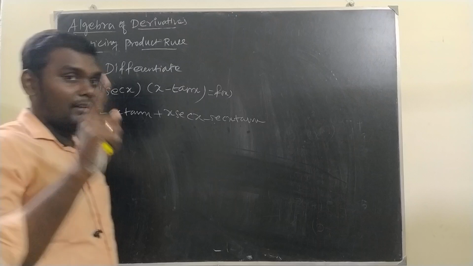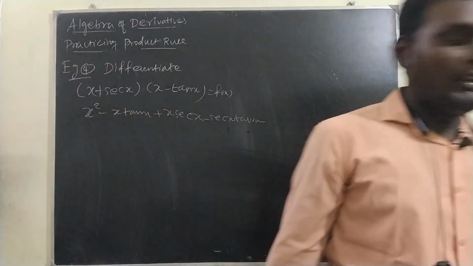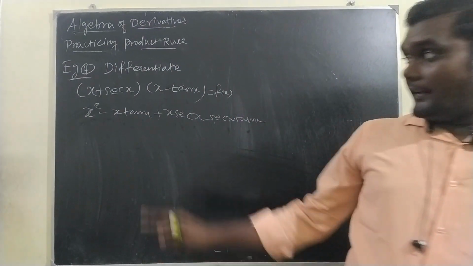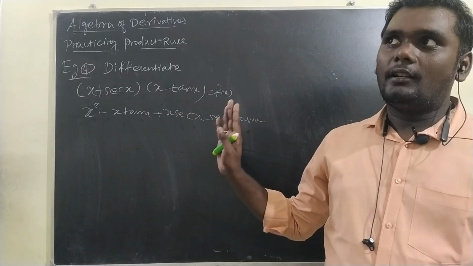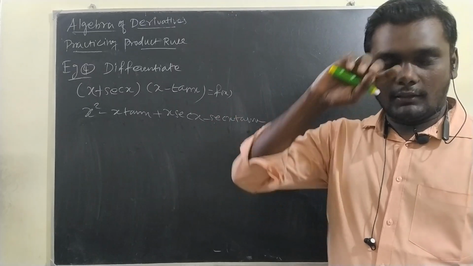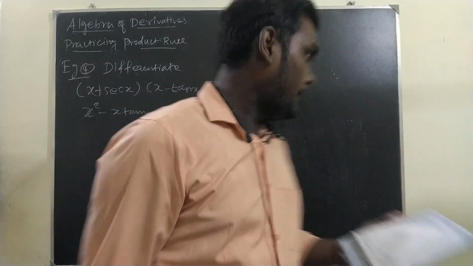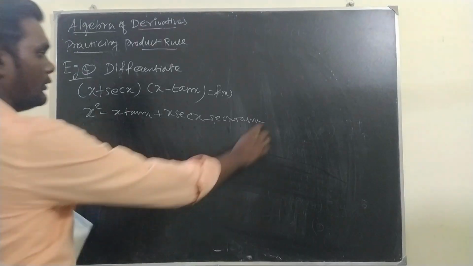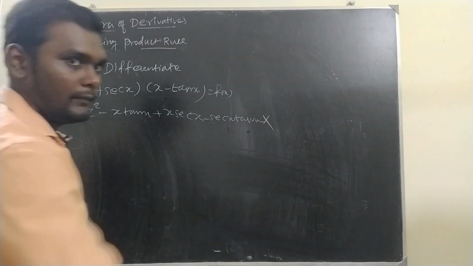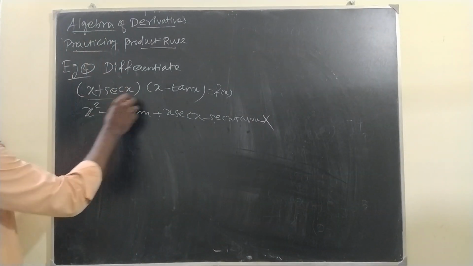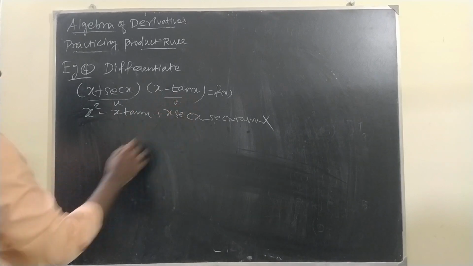Like I told you in the previous section, you have to choose wisely. At least after writing this, you have to realize, okay, this requires lots of time. But we'll do it as it is. So instead of doing this, I am choosing this as U, this as V.